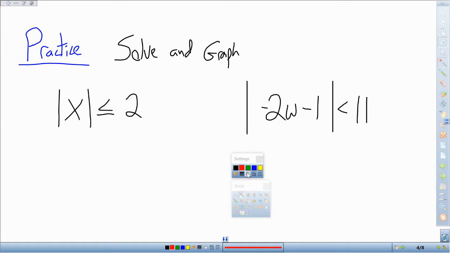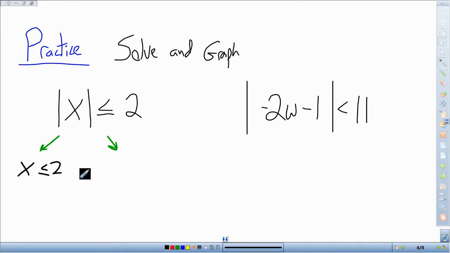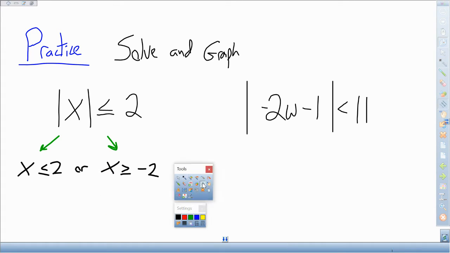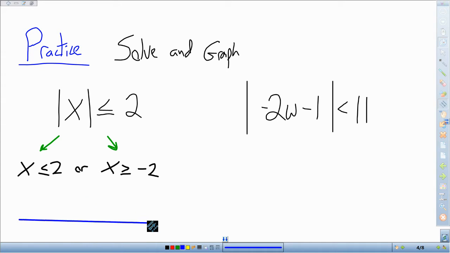All right, so first one, pretty straightforward. Absolute values, again, already isolated. We can break it. So we got x is less than or equal to positive 2, or this is going to turn into a negative 2. That means we need to flip our inequality. Okay, and there it is, pretty quick, right? So let's go ahead and get this thing on a graph.